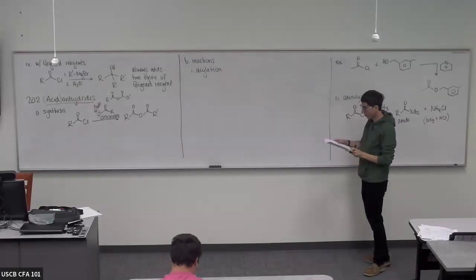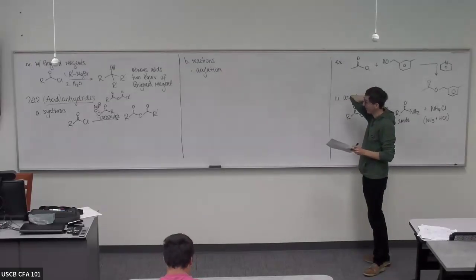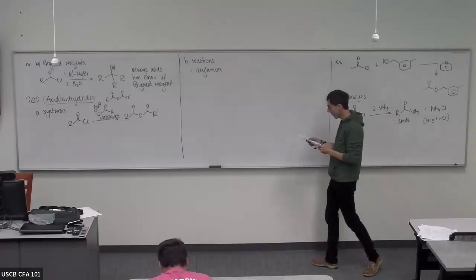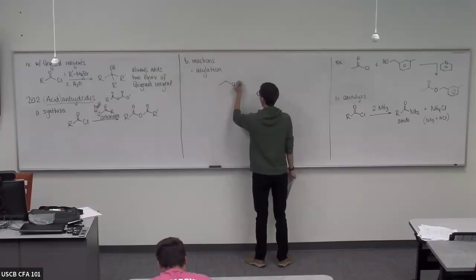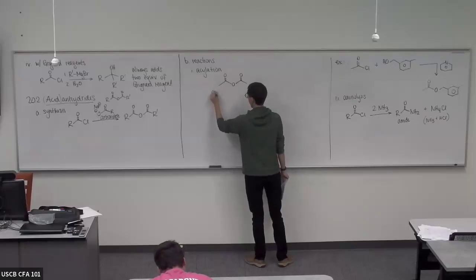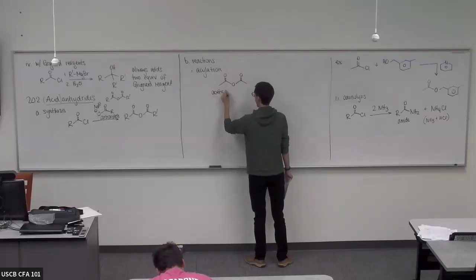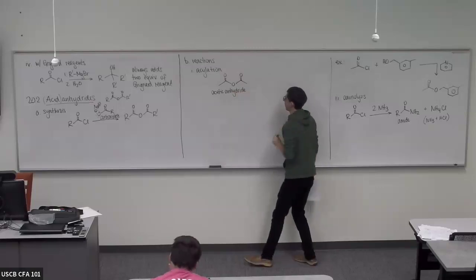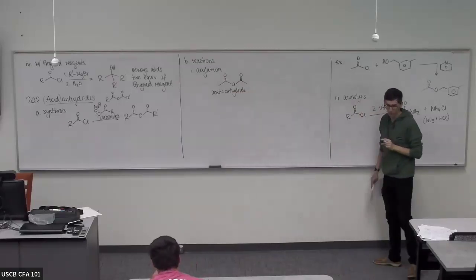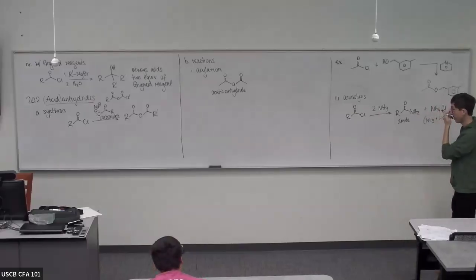And that is most common for a reaction called acylation. So that's acetic anhydride. It's certainly the most common acid anhydride.